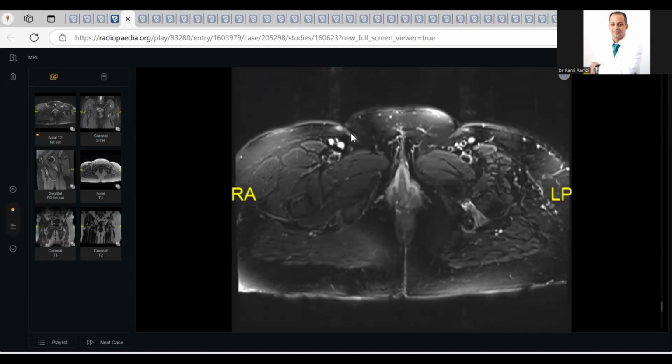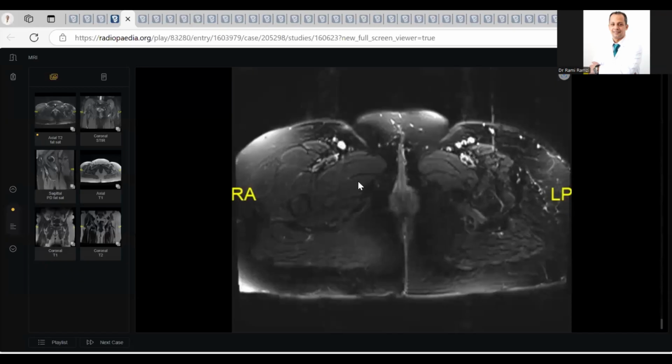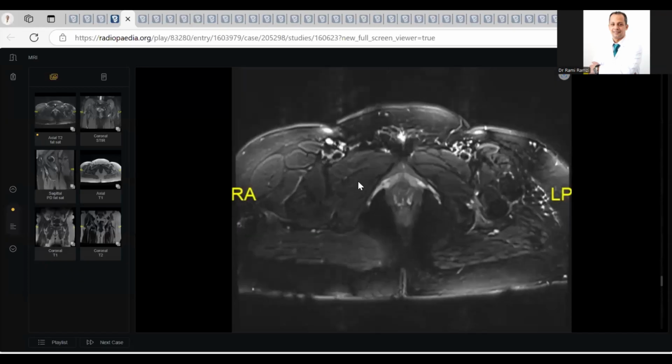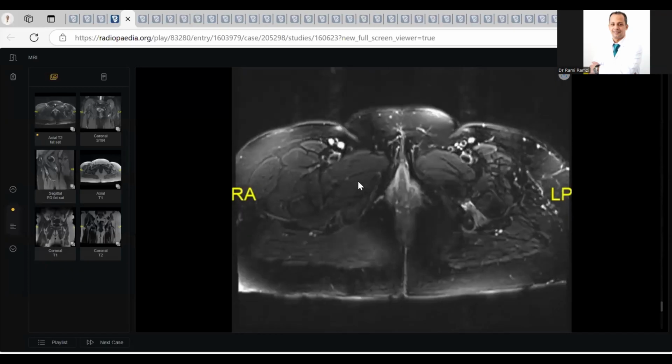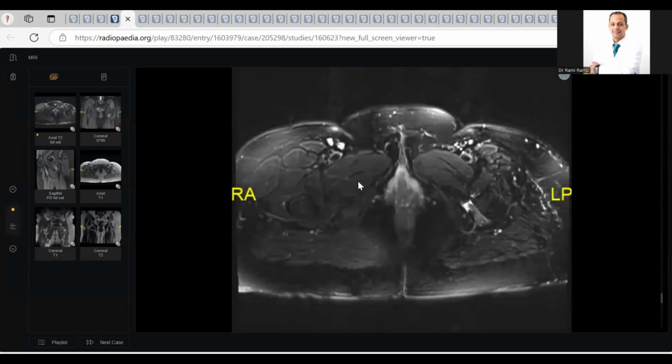Excellent. What is your differential diagnosis for this region? You picked it up well, but give me other differential diagnoses. Maybe it's a trochanteric bursitis. No. What else? What is the name of this space?